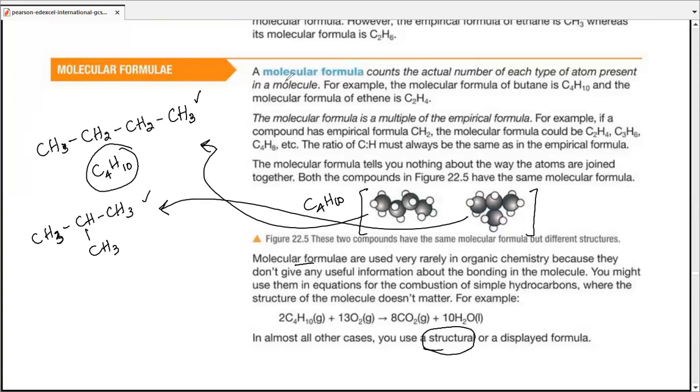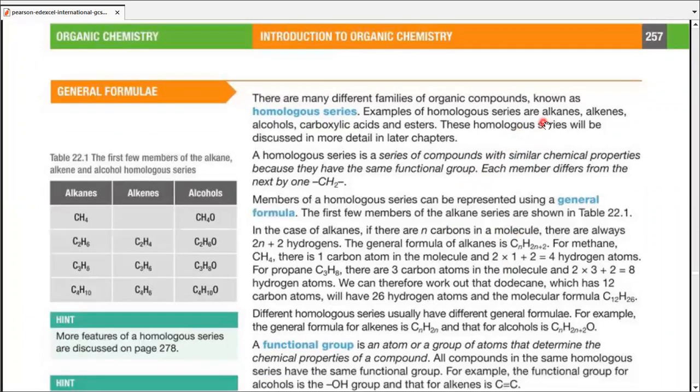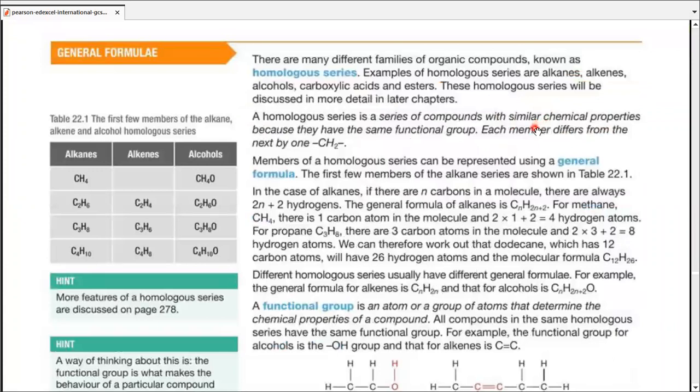Okay, so moving on, general formulae. This is the third type. There are many different families of organic compounds. We call them homologous series. Examples of homologous series are alkanes, alkenes, alcohols, carboxylic acids, esters. These are the ones that our chapters in organic chemistry are based upon. Every chapter is a separate homologous series in organic chemistry.